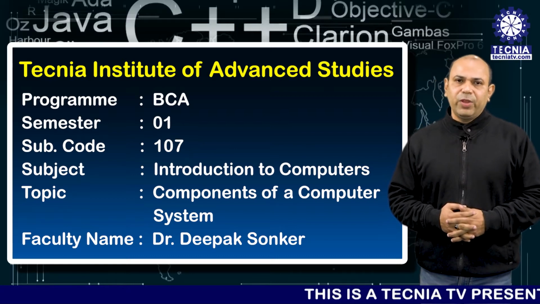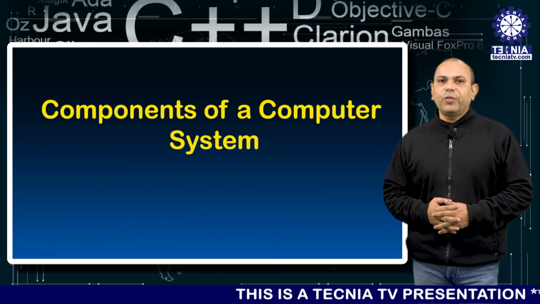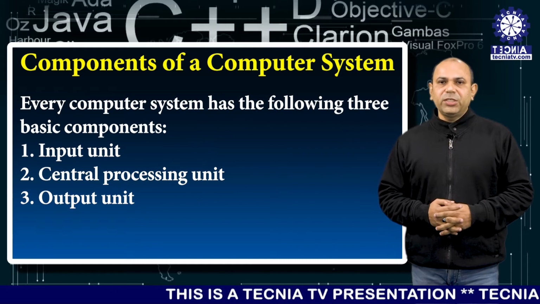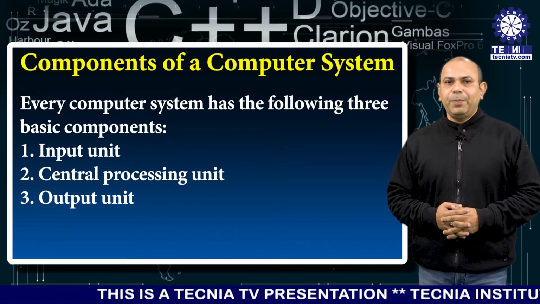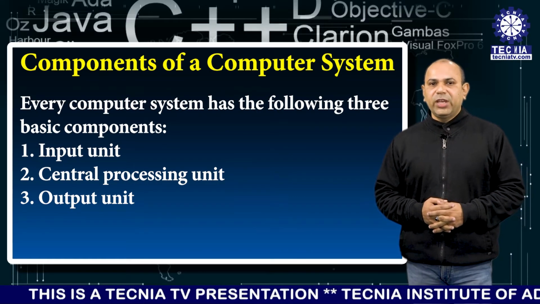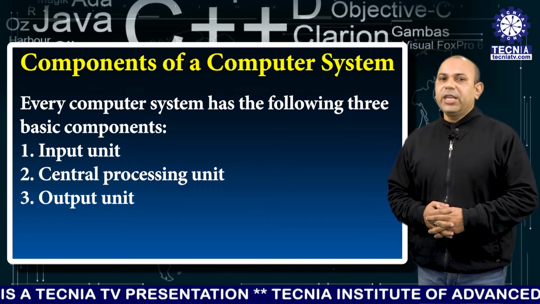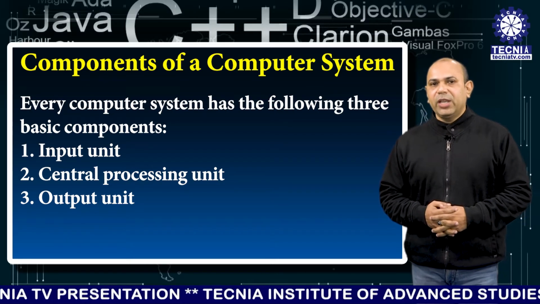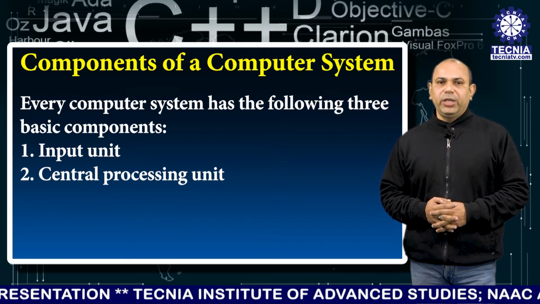Today I am going to deliver a lecture on components of a computer system. Every computer system has the following three basic components. The first one is the input unit, the second one is the central processing unit, and the third one is the output unit.